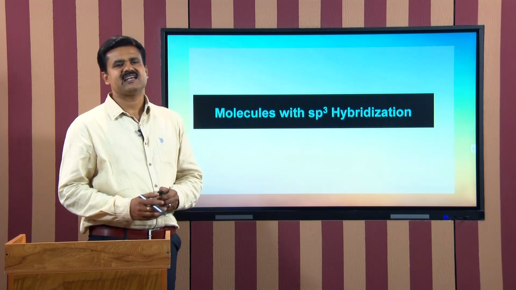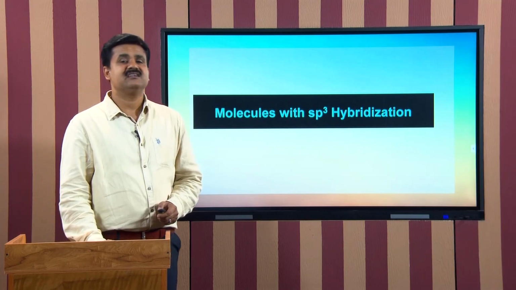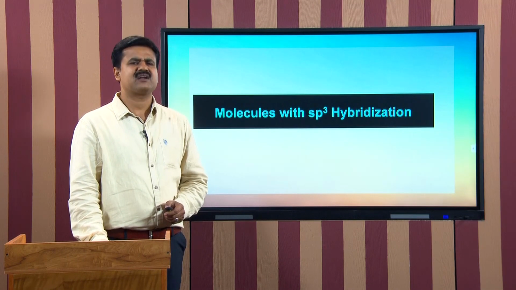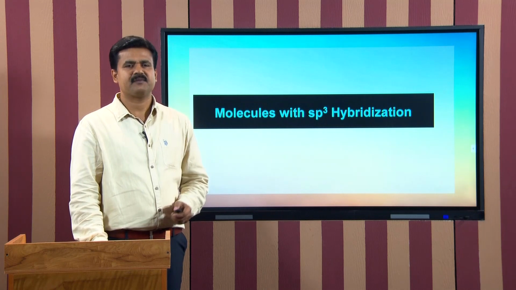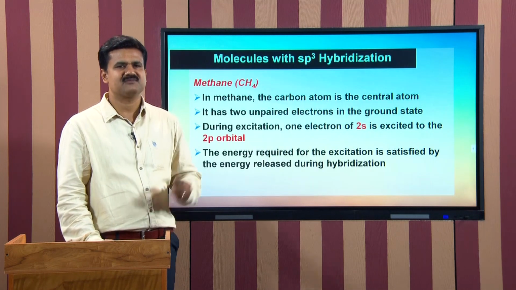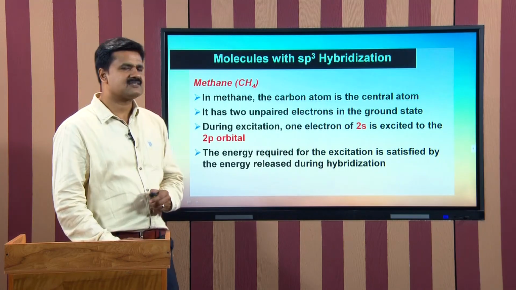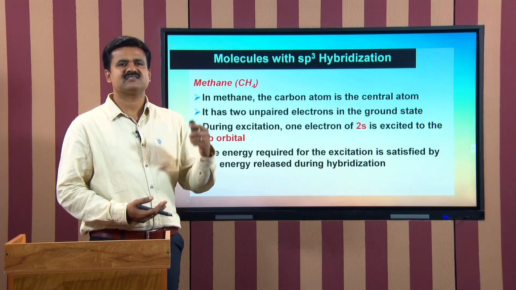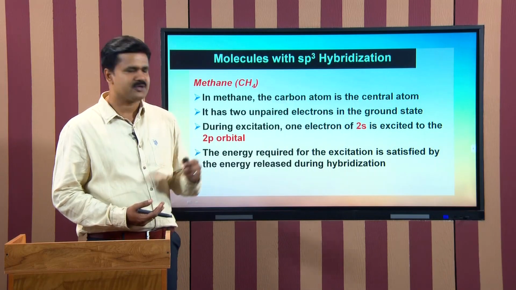Now we are considering molecules with sp3 hybridization. We are illustrating some examples, some simple molecules. First of all, we are taking the case of methane. In methane, the central atom is the carbon atom. It has 2 unpaired electrons in the ground state.